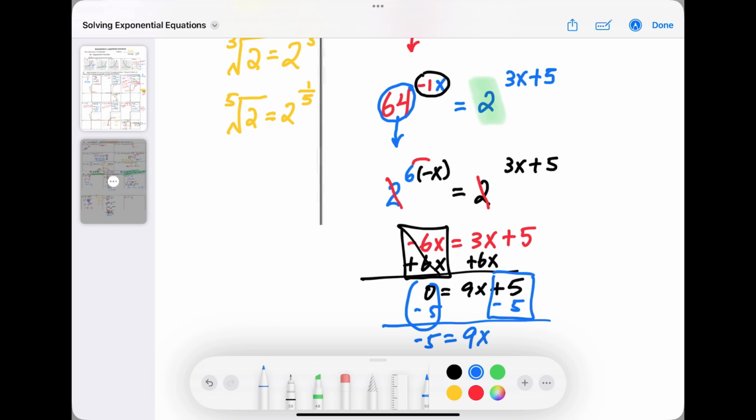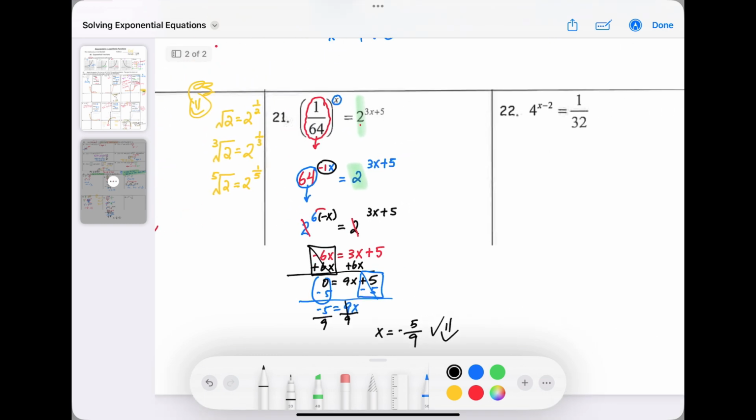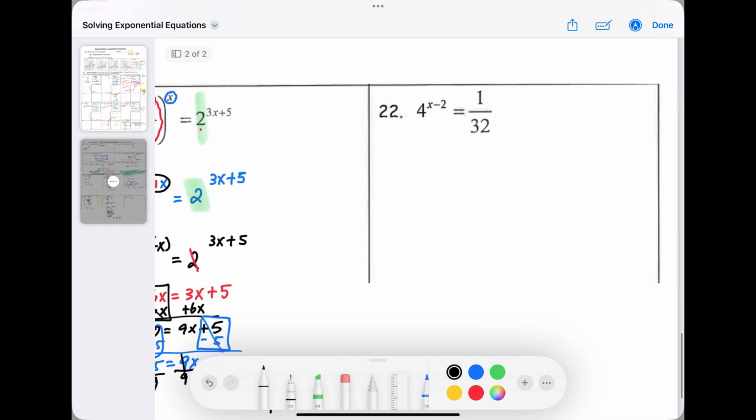Then I got negative 5. It's equal to 9x. Very good. And if I want to solve for x, what do I do? Both sides divide by 9. So seeing is believing, my final x is equal to negative 5 over 9. Ooh la la. Perfect. All right. Very last one. All about the base.